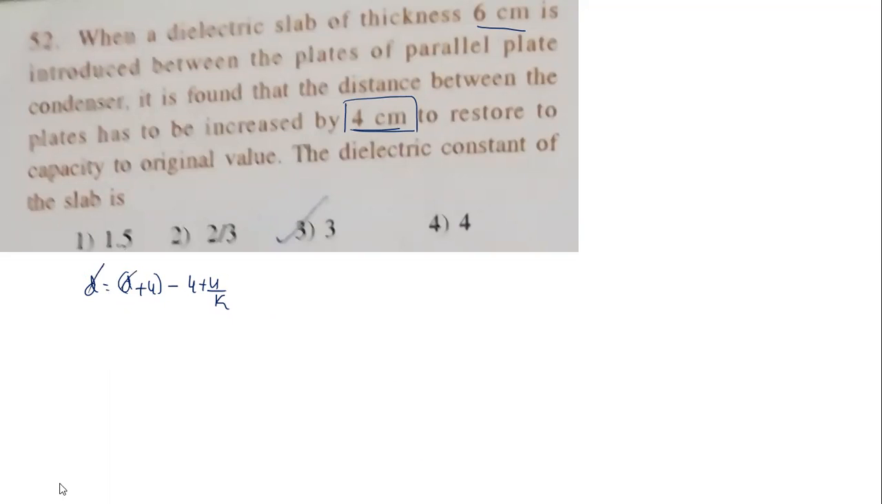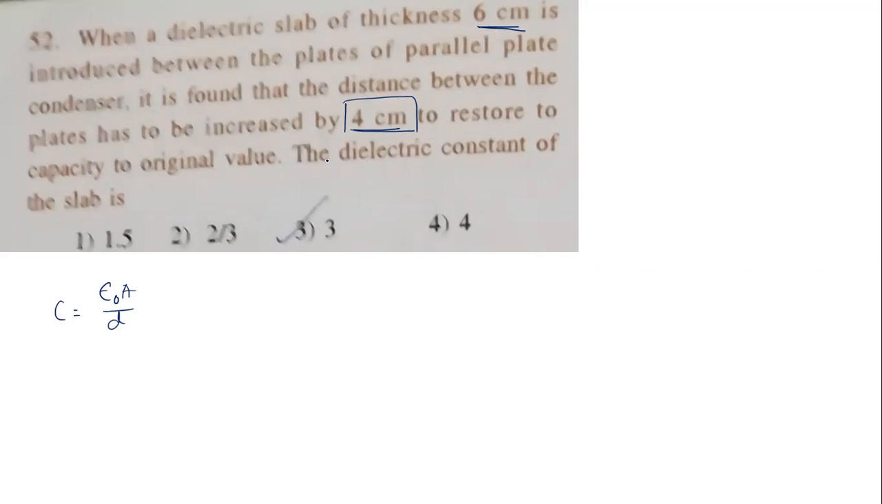Okay, capacitance remains the same, right? Initially, before introducing the dielectric, the capacitance is C equal to epsilon naught A by D. That we know is the value before introducing the dielectric. D is not given to us, but that is not an issue. Now a dielectric slab of thickness 6 centimeter is going to be introduced.